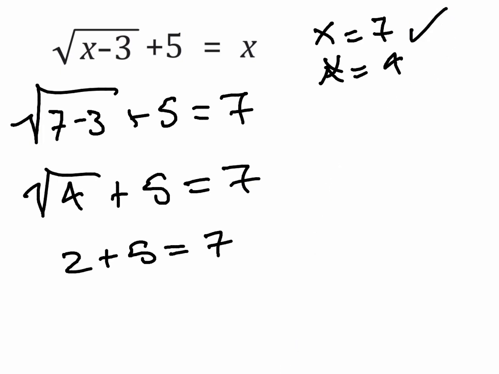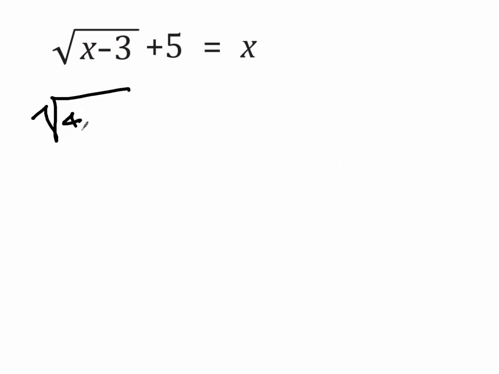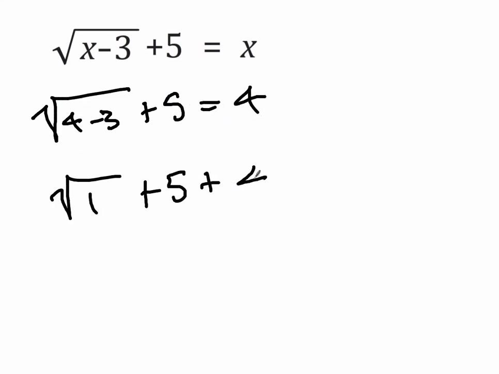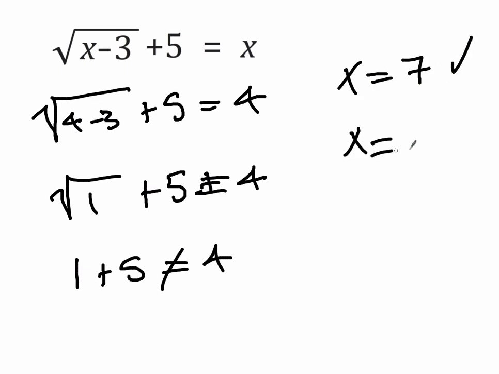Now let's check x equals 4. Square root of 4 minus 3 plus 5 is equal to 4. Square root of 4 minus 3 is 1, plus 5 equals 4. Square root of 1 is 1. 1 plus 5 equals 4? This does not work. So x equals 7 is a solution, and x equals 4 is not a solution.